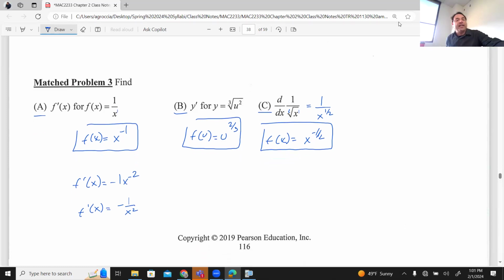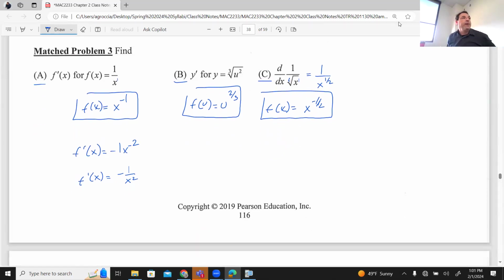Again, why do I rewrite it? Because if I had to plug a number in, I'd rather plug it into a positive. The second one, if I took the derivative, would be 2/3 u to the negative 1/3. Again, if you need to use your calculator, do what you got to do.